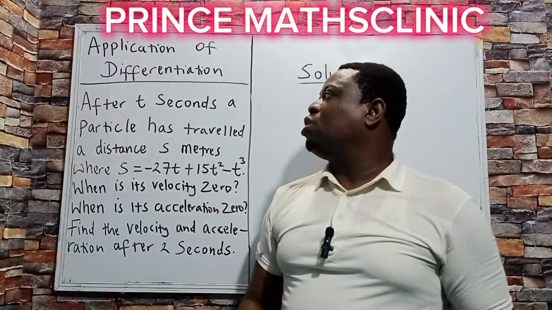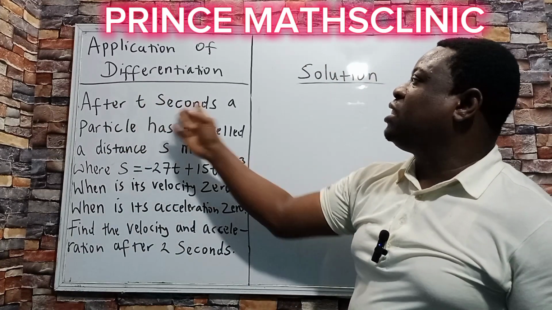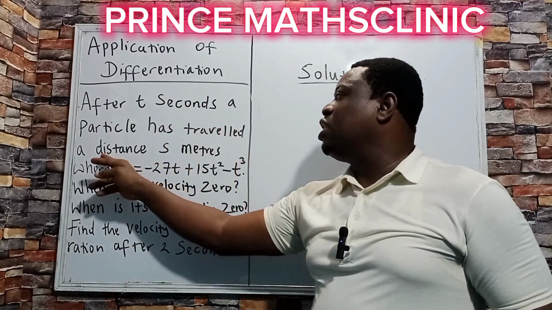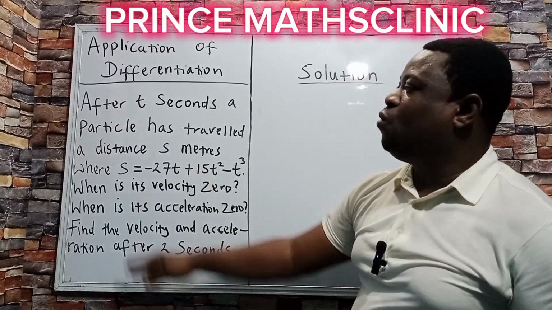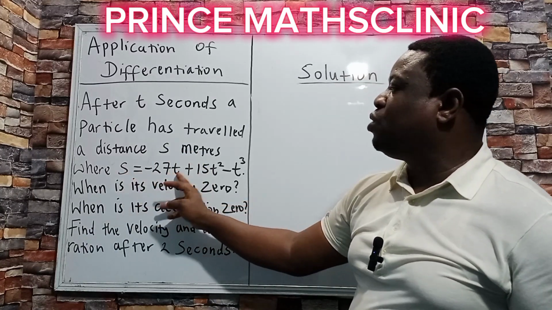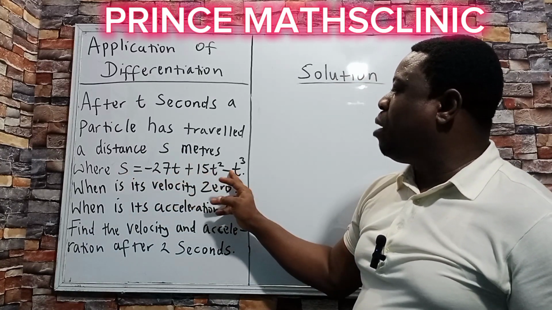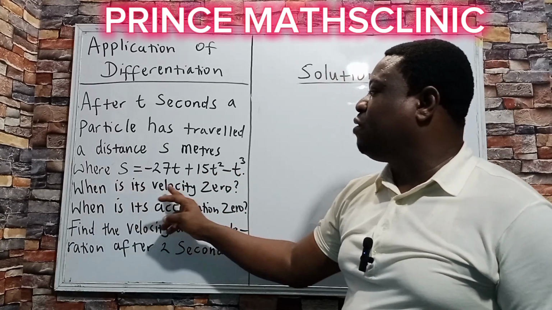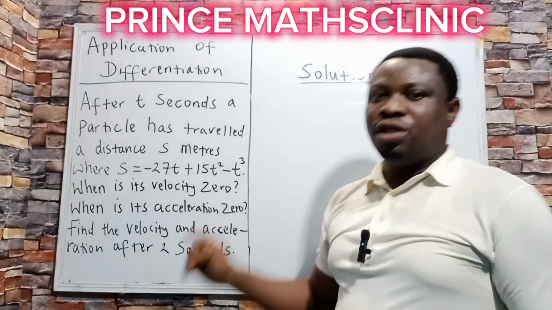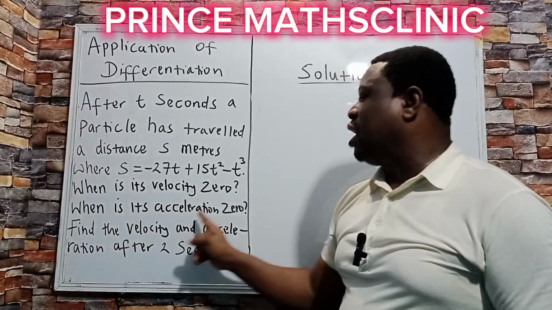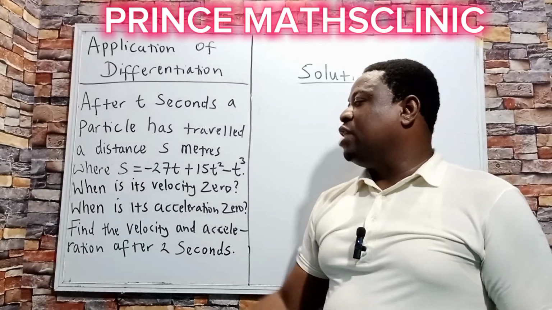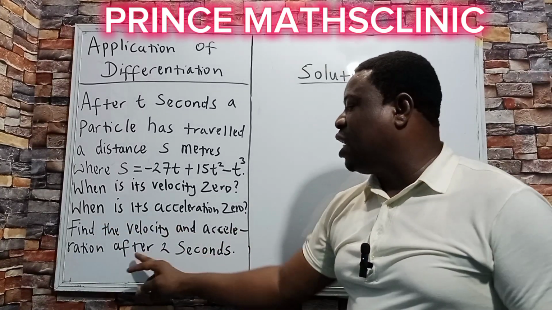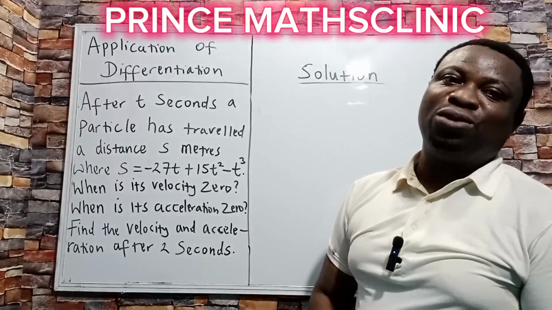Looking at the question on the board, we said after t seconds, a particle has traveled a distance s meters, where s is minus 27t plus 15t squared minus t cubed. The question now is, when is its velocity zero? Second question is, when is its acceleration zero? Then we have to find the velocity and acceleration after 2 seconds.